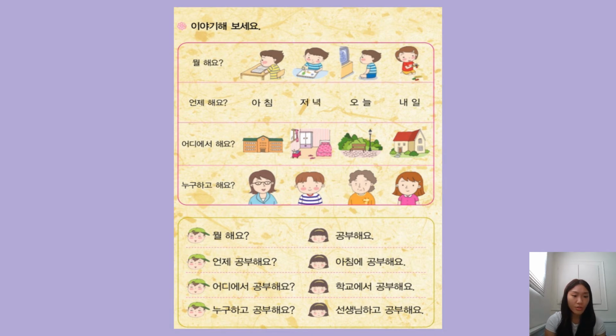Alright, now let's just do 2 more examples using one of the things that they gave us on top. So let's see. 뭘 해요? Now, let's see. Let's do the second picture of the boy drawing. So we're going to say 그림 그려요. I'm drawing. 언제 해요? And I'm going to say 저녁, in the evening. I'm going to say 저녁에 그림 그려요. I draw in the evening.